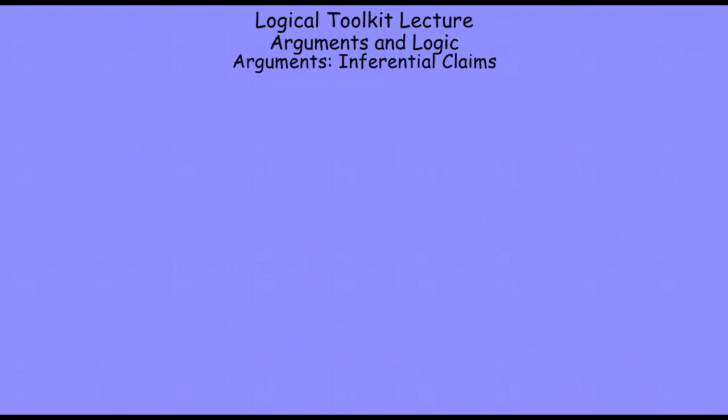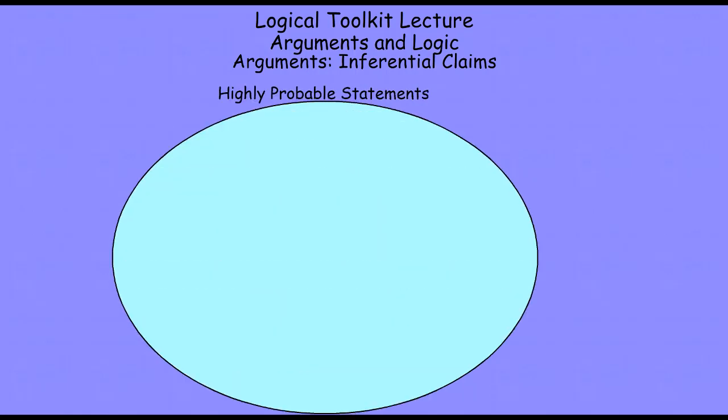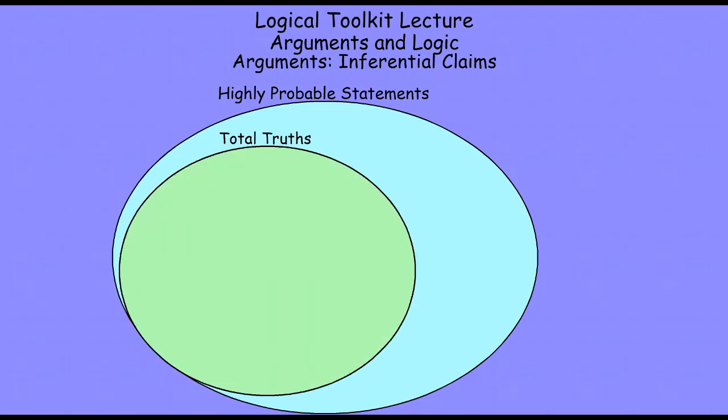So let's take a look at the two important inferential claims that characterize deductive and inductive arguments, the two major classes of arguments. So let's draw a circle out here, and in this circle are all the statements that are highly probable, that are likely to be true given what you know. Inside that circle is another circle, a circle of the total truths, the things that are guaranteed to be true given what you know.